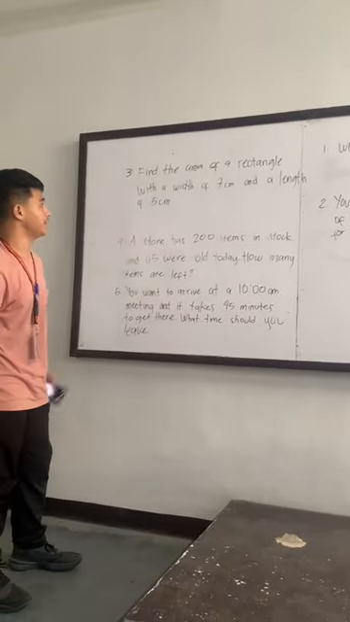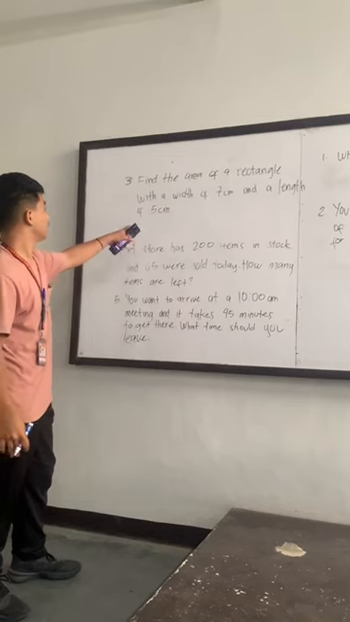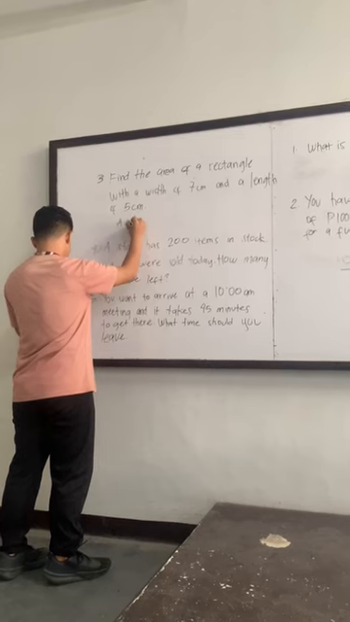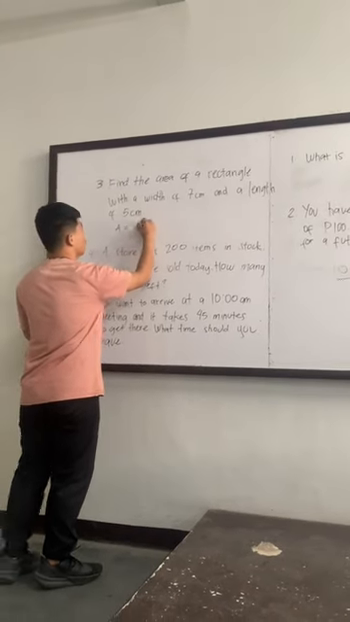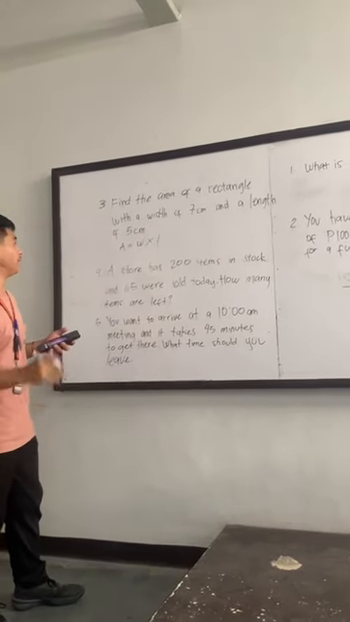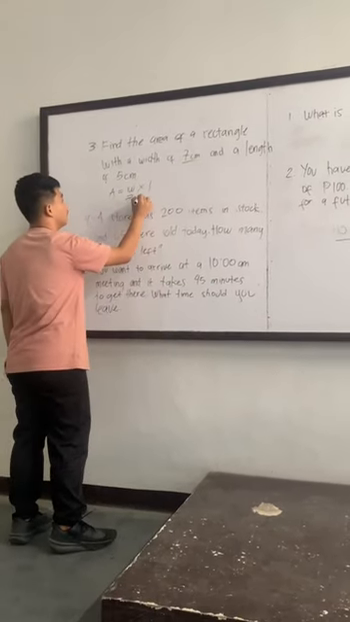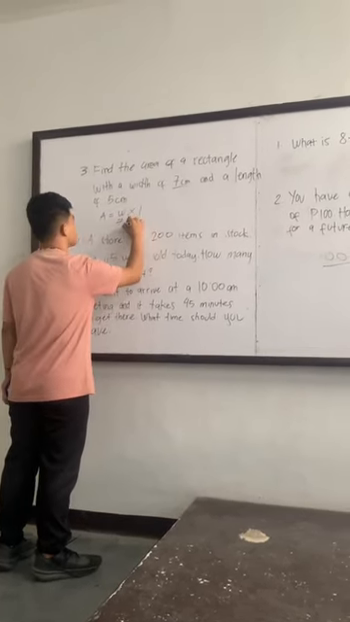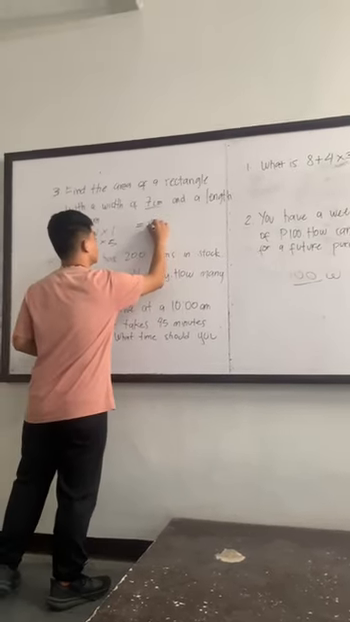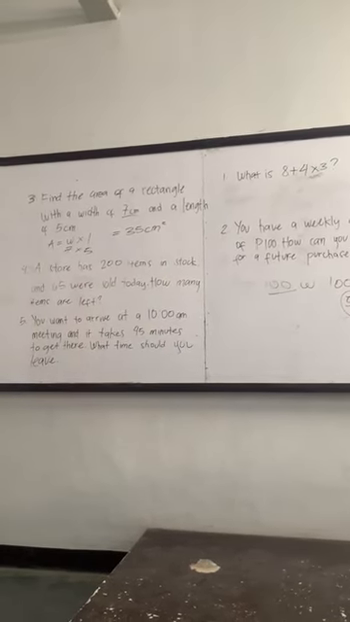Number 3 is find the area of a rectangle. So simply you need the formula of area. Area is equal to width times length. So simply you're just going to substitute the width, which is 7, and the length, which is 5, which is equal to 25 cm squared, or square centimeters.